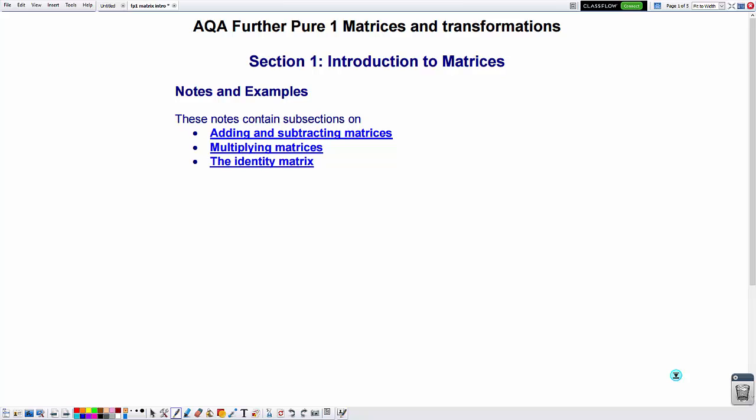Okay, in this video, I'm going to introduce matrices to you. I'm going to look at adding and subtracting matrices, multiplying, and the identity matrix. So first of all, a matrix. For now, we'll think about matrices as an array of numbers. We usually use capital letters to represent matrices.